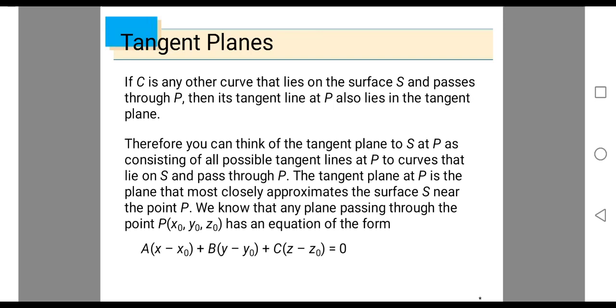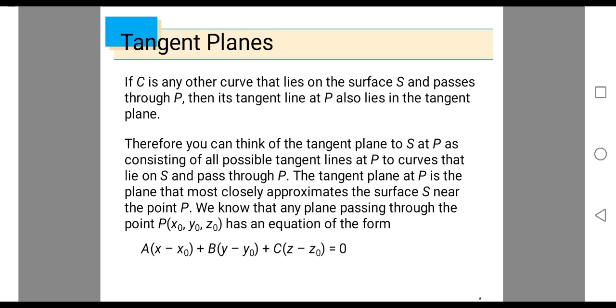Therefore you can think of the tangent plane to S at point P as consisting of all possible tangent lines at the point to curves that lie on our surface S and pass through the point. The tangent plane at P is the plane that most closely approximates the surface S near the point P. Or we can say that the tangent plane touches the surface at exactly one point within the neighborhood.